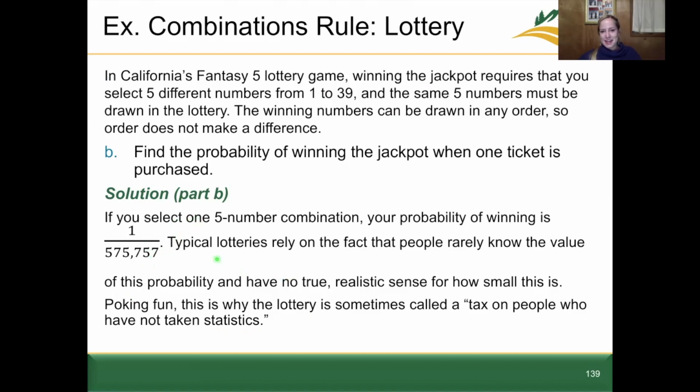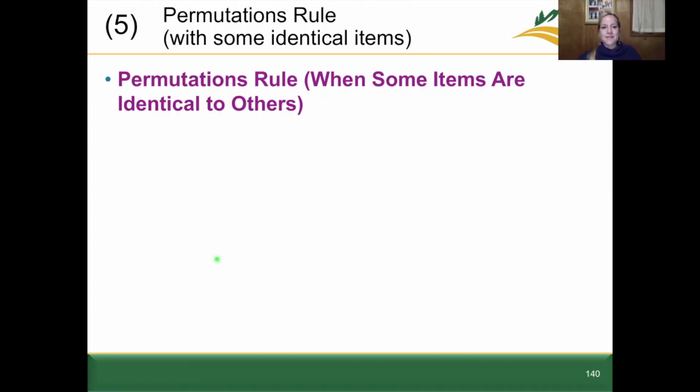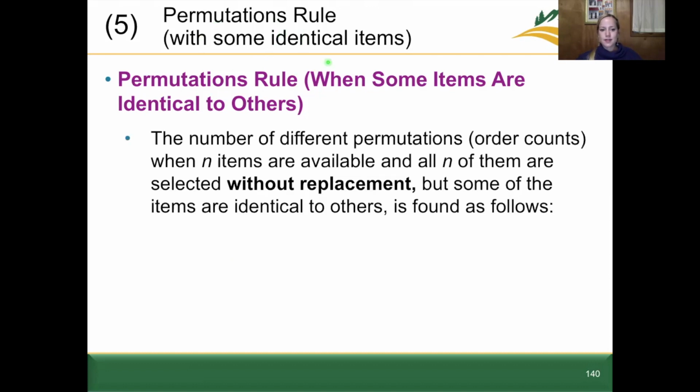Save that money instead. All right, the fifth rule here in 4.4 is the Permutations Rule with some identical items. So here, the number of different permutations, where again, the order counts for permutations, when n number of items are available and all n of them are selected without replacement, that part of the definition is the same. But for this case, some of the items are identical to others.